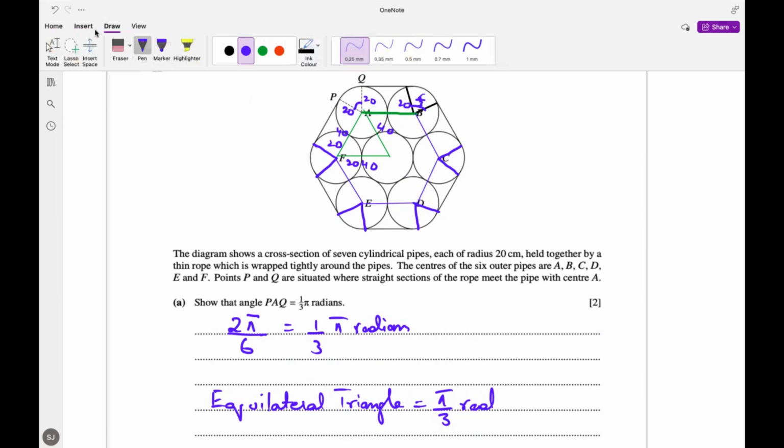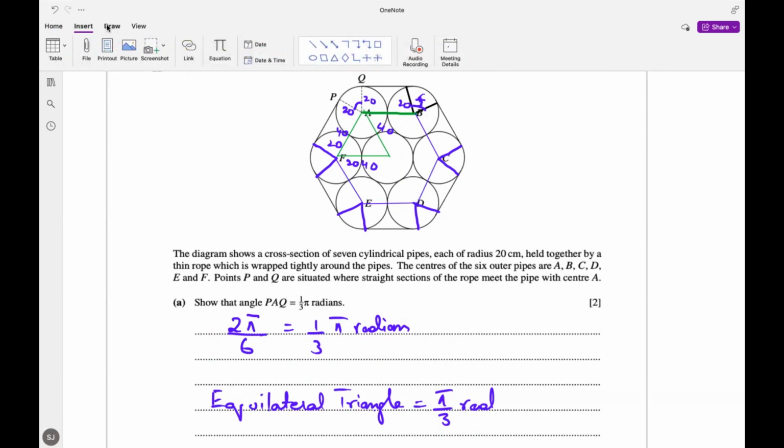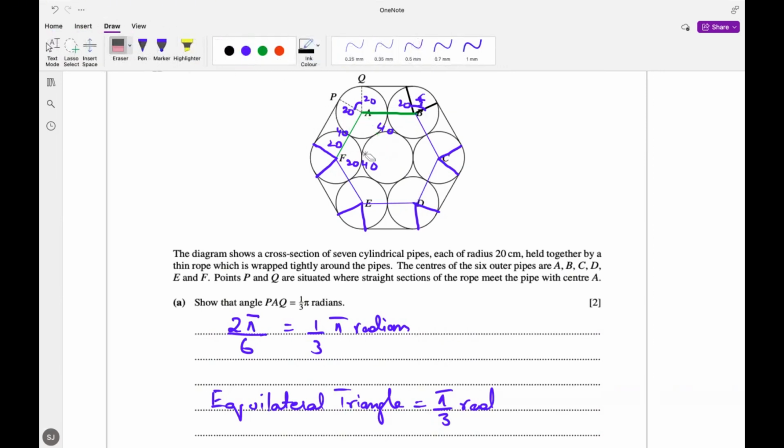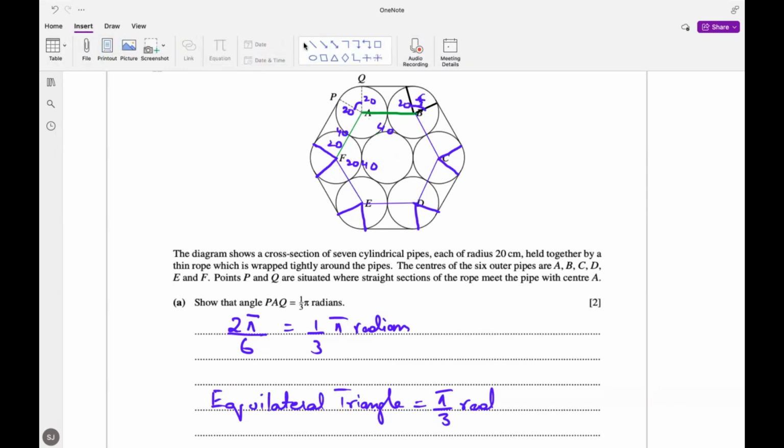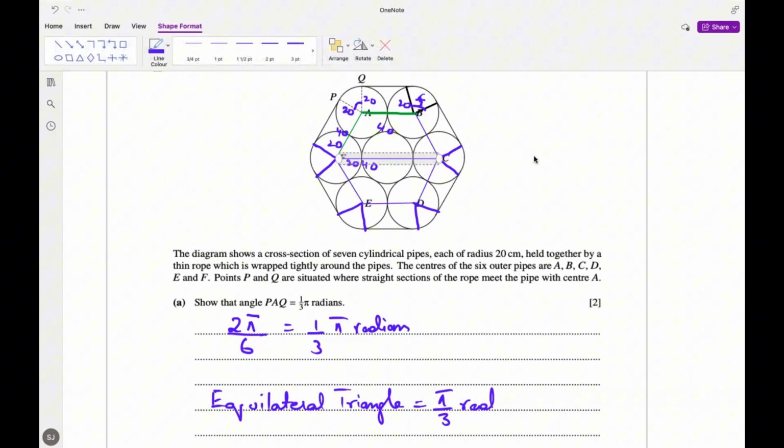Now, once we have made the hexagon, we can divide it into 2 parts. So let's remove these lines. If I draw a line to divide it into 2 parts, we can see that they're forming 2 trapeziums.